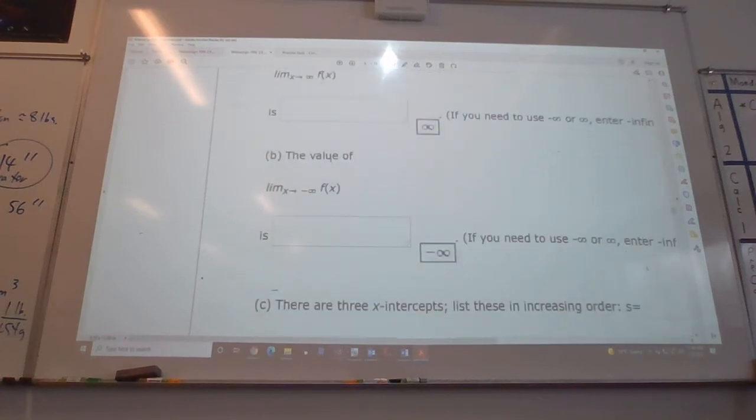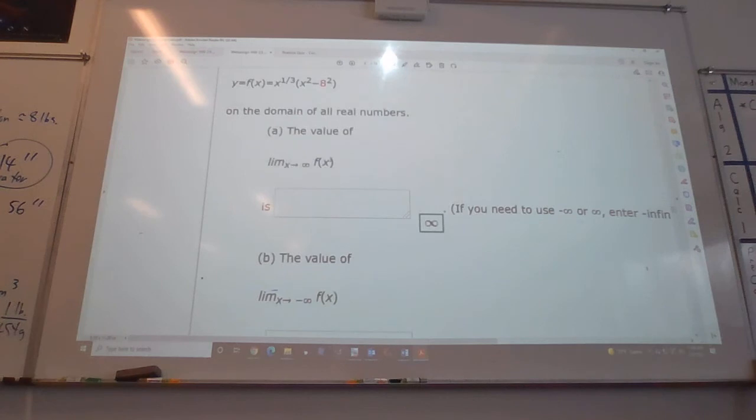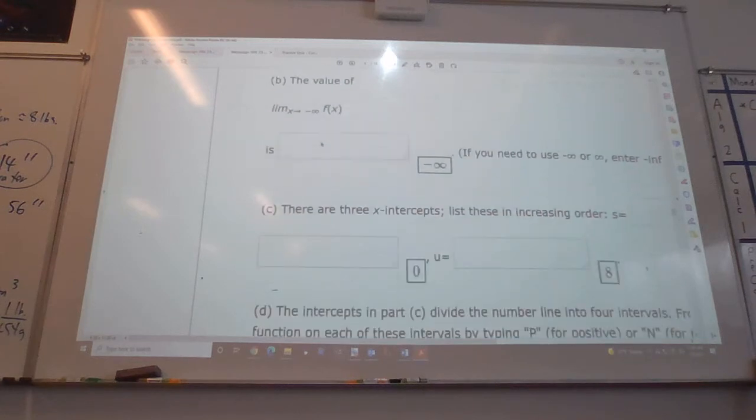B, you should have gotten negative infinity. And that's because negative infinity squared is positive infinity, but x to the 1/3 keeps the negative. Cube roots keep the negative, so it's negative infinity. So B, you should have gotten negative infinity.